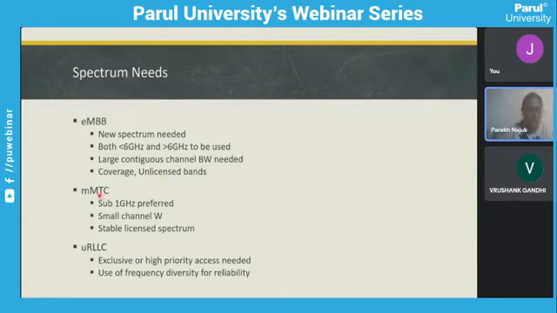Then there is mMTC. Sub 1 gigahertz is preferred for that because it requires a small channel bandwidth.